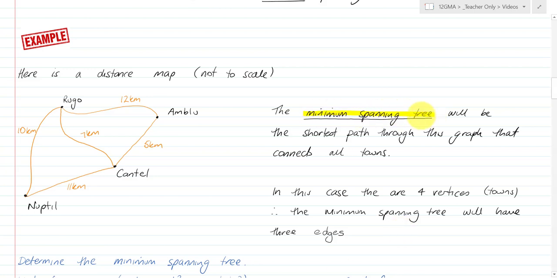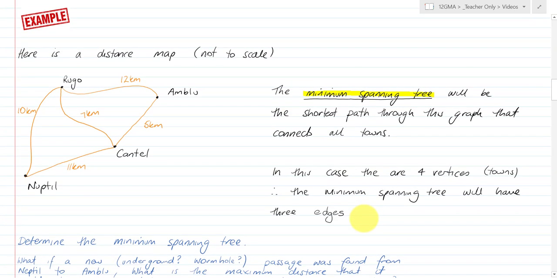So the shortest path through this graph that connects all towns. In this case, there are 4 vertices, 4 towns, and so the minimum spanning tree will have to have 3 edges because we know there's always 1 less. So let's determine a minimum spanning tree.